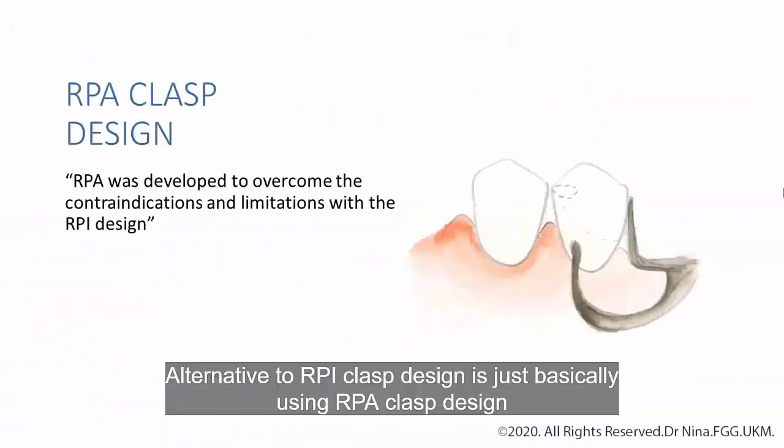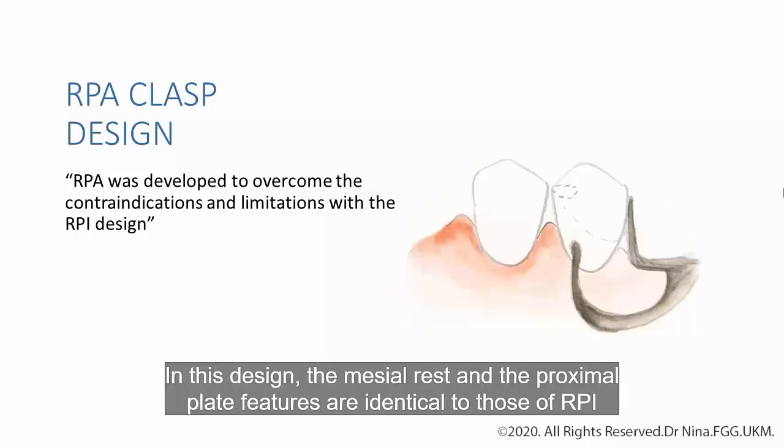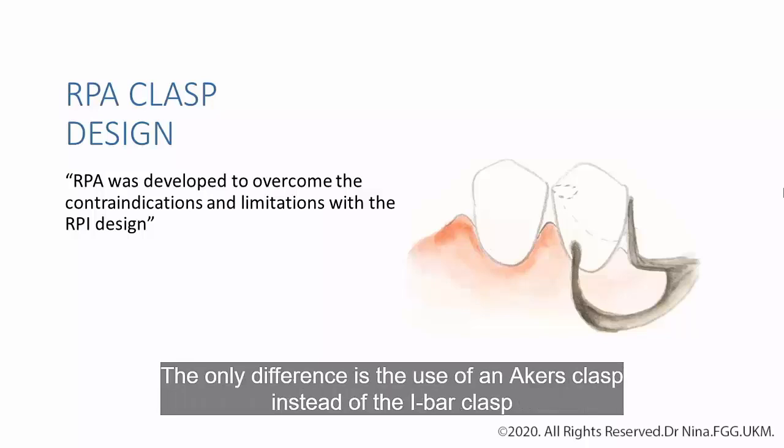Now the alternative to RPI clasp design is basically using RPA clasp design. So RPA clasp was developed to overcome the contraindications and limitations with RPI design. In this design, the mesial rest and the proximal plate features are identical to those of RPI. The only difference is the use of an Akers clasp instead of the I-bar clasp.